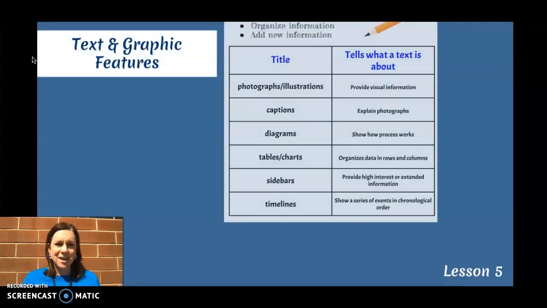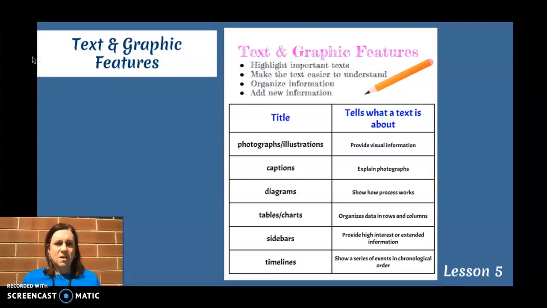All right, so text and graphic features. Text and graphic features highlight important texts. They make the text easier to understand. They organize information, and they add new information. Photographs and illustrations provide visual information for you. Captions, what's usually written underneath a picture or an illustration, explain photographs.